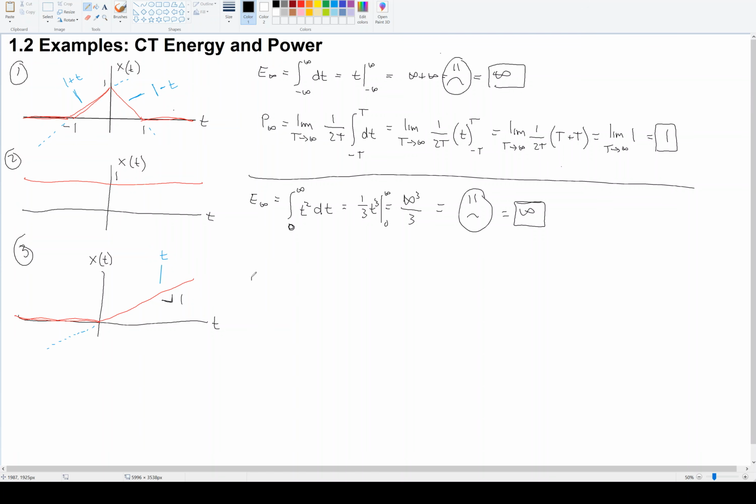All right, let's look at the power now, which is the rate of the energy. So this is the limit as t goes to infinity of 1/2T. Oh no, I guess we'll keep it so we can compare it, we'll do the exact same steps we did before. Minus T to T, and again what I have here is t squared, so this is again x of t equals t, and then we square it.